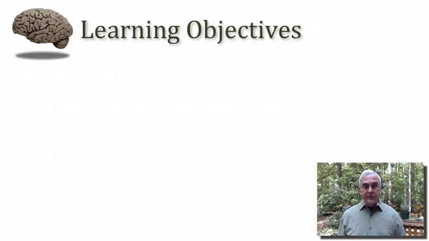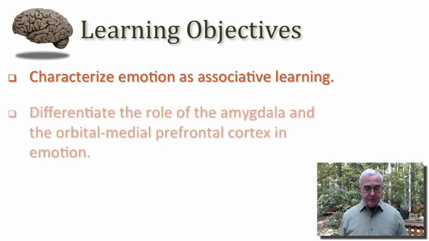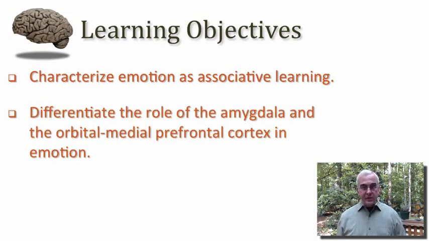Well, my learning objectives for us today are several. I want you to be able to characterize emotion in neurobiological terms. That is, to characterize emotion as a form of associative learning. I want you to be able to understand something about the brain centers that appear to do this job of associative learning in the emotional domain.